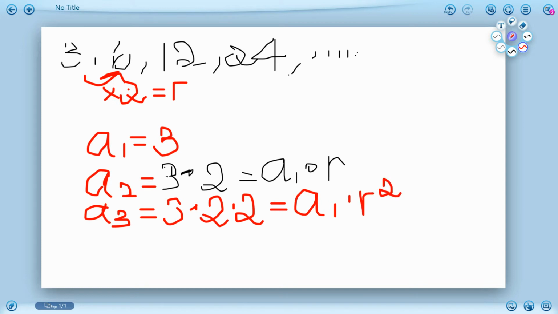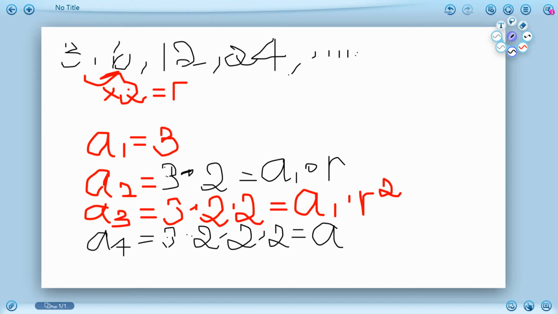Okay, just bear with me. Now, let's go to a sub 4, just one more. Then we get 3 times 2 times 2 times 2. So we ended up having a sub 1 times r to the 3rd. Now, you do not have to do all of these steps if you do not want to. If you already feel comfortable skipping to this step right here, you're more than welcome to. I'm just showing everybody how I got to that answer.